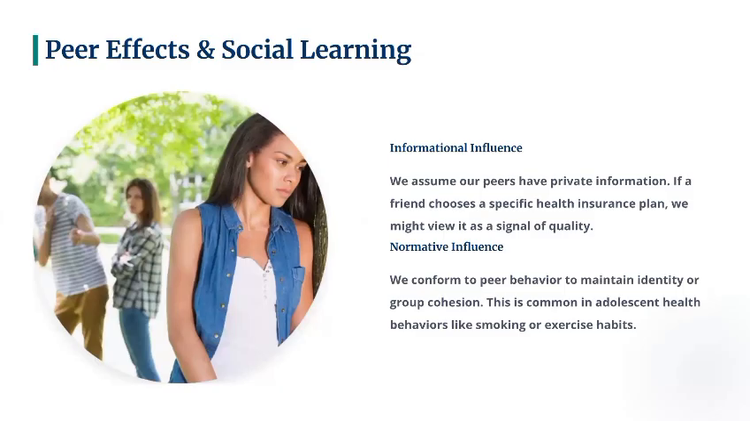Now we have peer effects and influence. Peer influence can be broken down further into informational influence. We assume peers have private information. If a friend chooses a specific health plan, we see it as a signal of quality. And on the other hand, there is normative influence. We conform just to maintain our identity within a group. This is why teenagers might start smoking or exercising simply to belong or to fit in. This is mostly common in Gen Zs or teenagers.